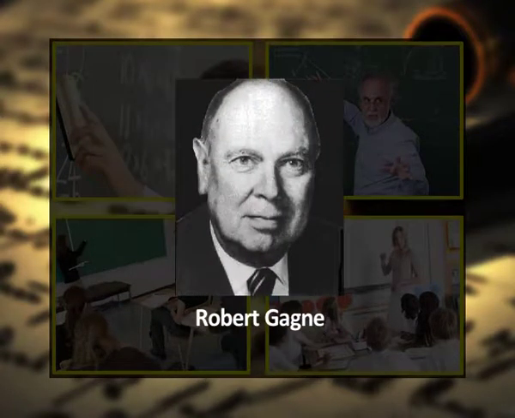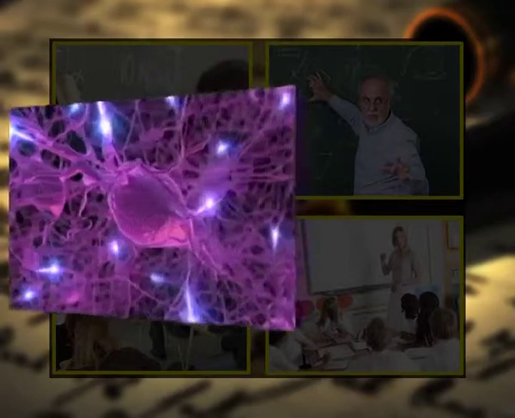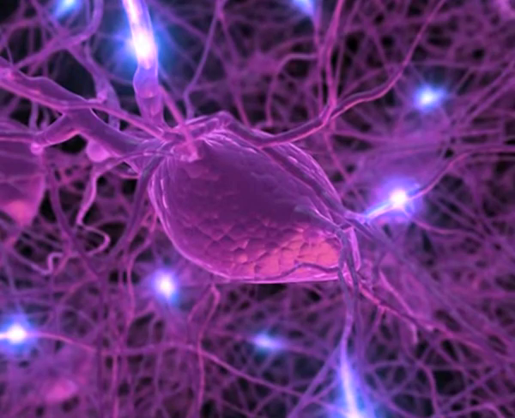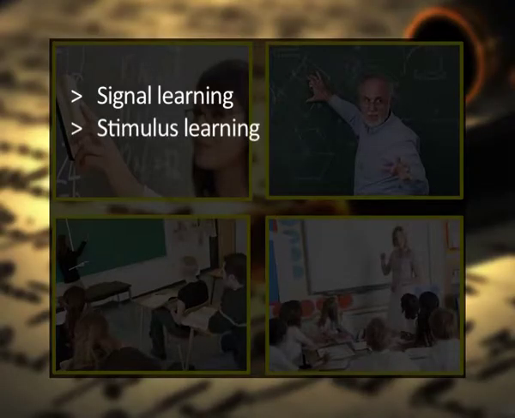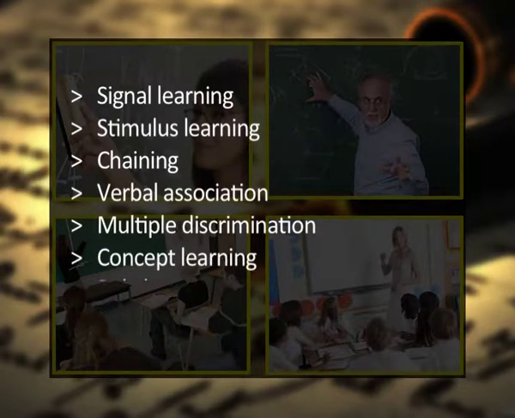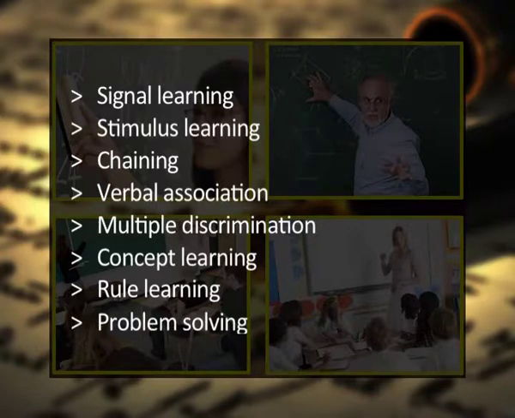Robert Gagne in 1970 provided a theory of instruction based upon his ideas about the types and conditions of learning. According to Gagne, one could find 8 kinds of intellectual processing. In other words, there are 8 kinds of chains in the human nervous system. Each one is important in its own way. The hierarchical ordering proceeds from simple to complex: signal learning, stimulus learning, chaining, verbal association, multiple discrimination, concept learning, rule learning, and problem solving.